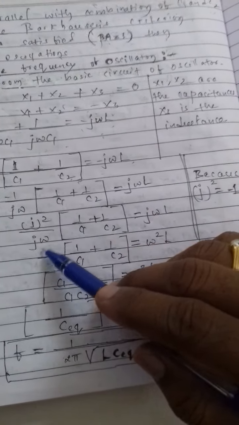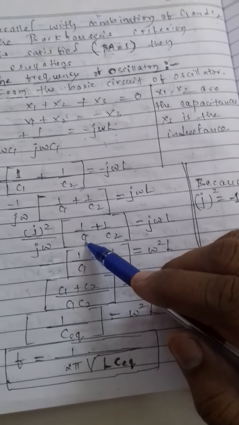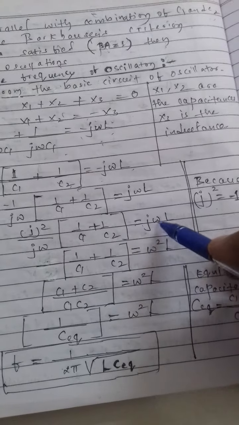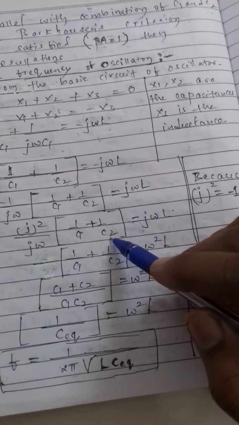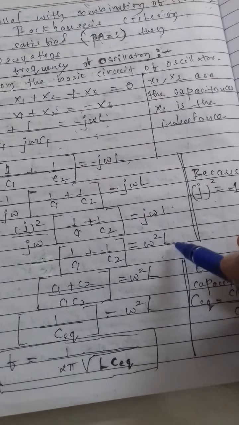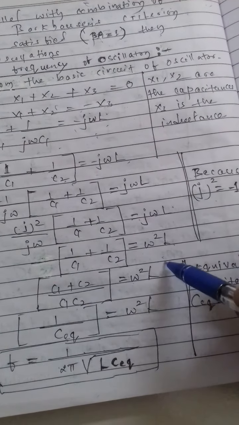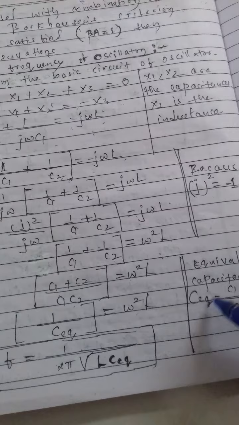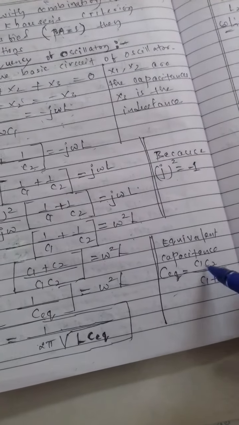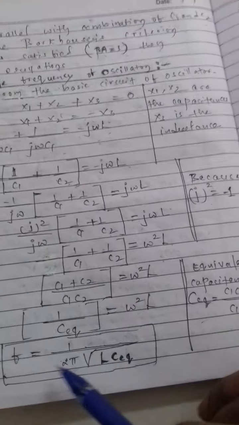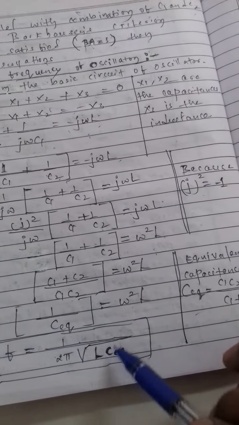j² upon jω, so 1 upon C1 plus 1 upon C2 is equal to minus jωL. 1 by C1 plus 1 upon C2 is equal to ω²L. C1 plus C2 upon C1 C2 is equal to ω²L. 1 upon C equivalent is ω²L. Equivalent capacitance is equal to C1 C2 upon C1 plus C2. F is equal to 1 upon 2π square root of L C equivalent.